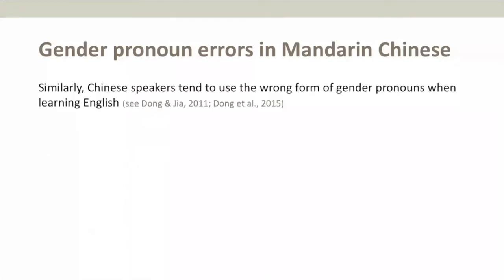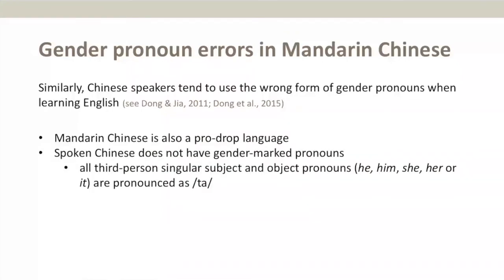Some work by Dong and colleagues has shown that Chinese speakers tend to use the wrong form of gender pronouns when learning English. And we know that Mandarin Chinese is also a prodrop language, but there's also another prominent feature of Chinese, where spoken Chinese doesn't have gender marked pronouns. Pronouns in spoken Chinese are gender neutral. I don't differentiate between he or she, I just say the same pronoun for them. It's called ta.